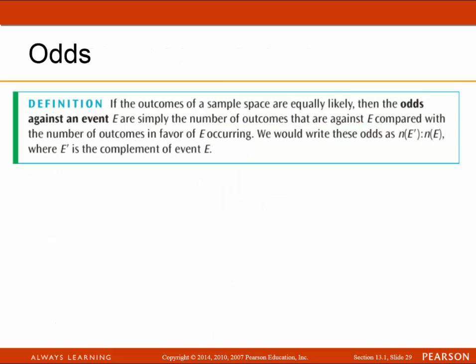Now, if the outcomes of a sample space are equally likely, then the odds against an event E are simply the number of outcomes that are against E compared with the number of outcomes in favor of E occurring. So we will write these odds as follows: n(E prime) to n(E), where E prime is the complement of the event E.